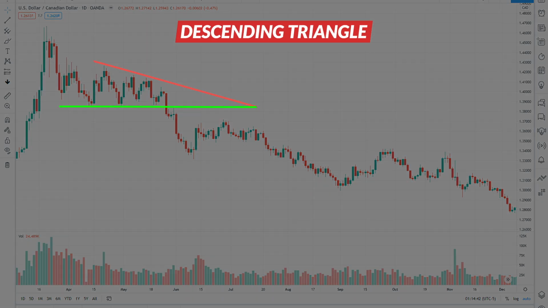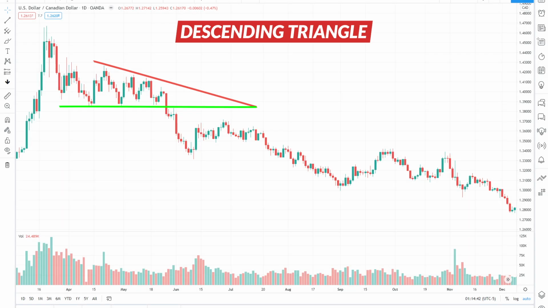Here is an example of what a descending triangle looks like on a chart. This pattern is the inverse of the ascending triangle. In this case, we have a horizontal level of support with a descending line of resistance. Price is consolidating lower and tighter to the support level as the pattern develops.